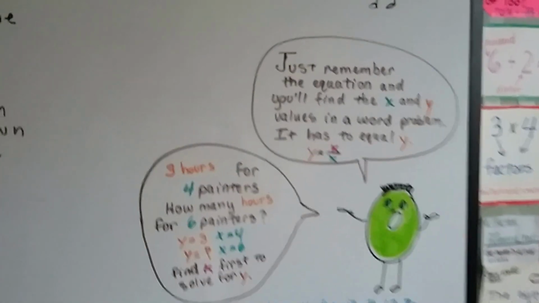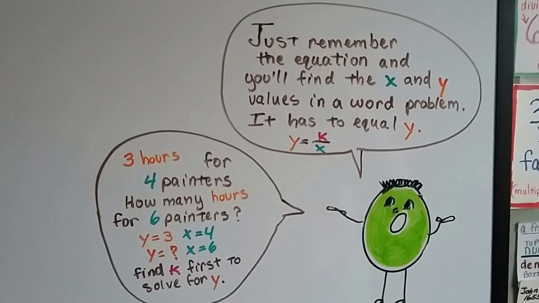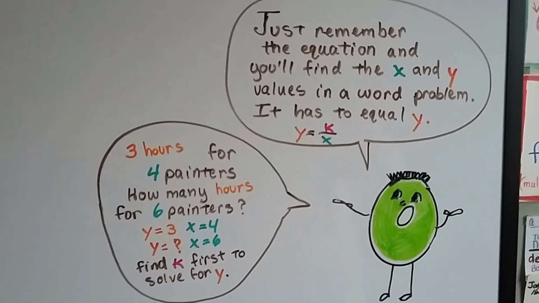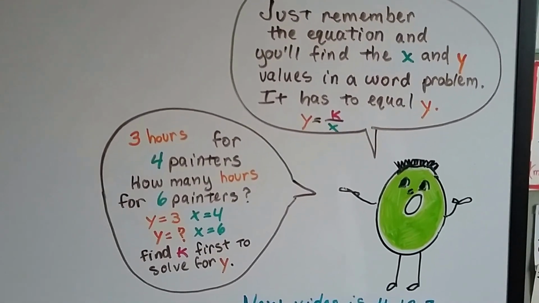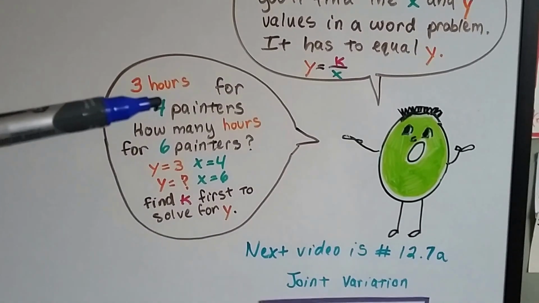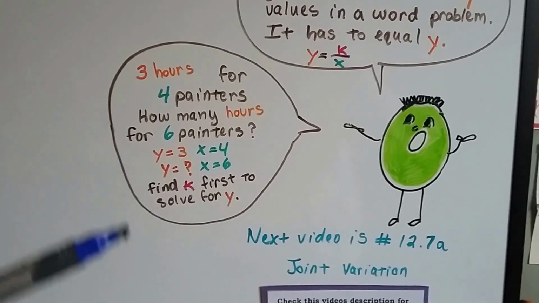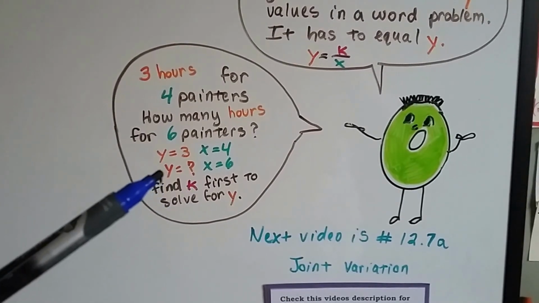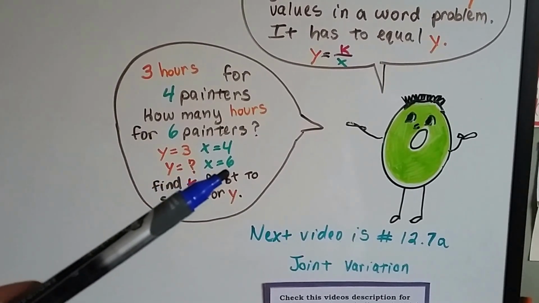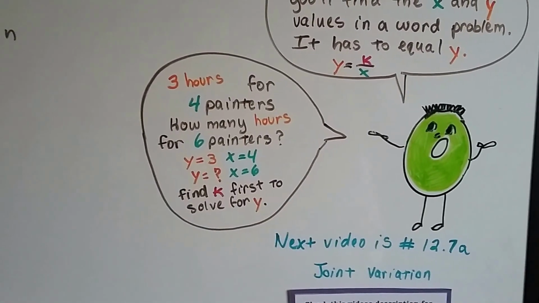Okay, so just remember the equation that y equals k divided by x, and you're going to find the x and y values in a word problem. Just remember, it has to equal that y value. So if there's 3 hours for 4 painters to do a job, how many hours for 6 painters? Well, the y equals the 3, x equals the 4. So what would y equal if x was 6? We find that k value first, and then we can solve for that y value.